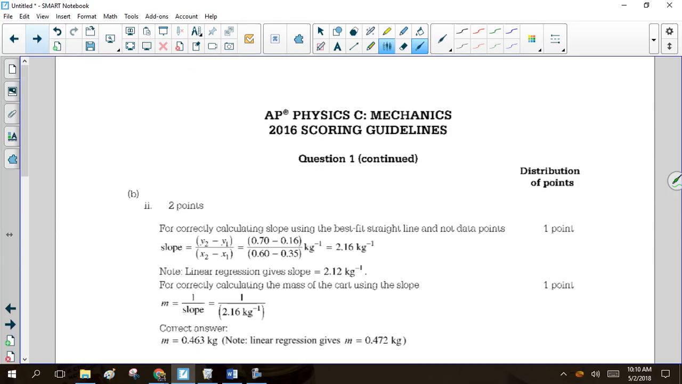So for correctly calculating the slope using the best fit straight line, note linear regression gives the slope. So if you do that, that's fine, but you just have to say using linear regression gives, follow? So if you guys know how to do that on your calculator, use linear regression, by all means do it, but tell the graders that that's what you did. Cool? All right.